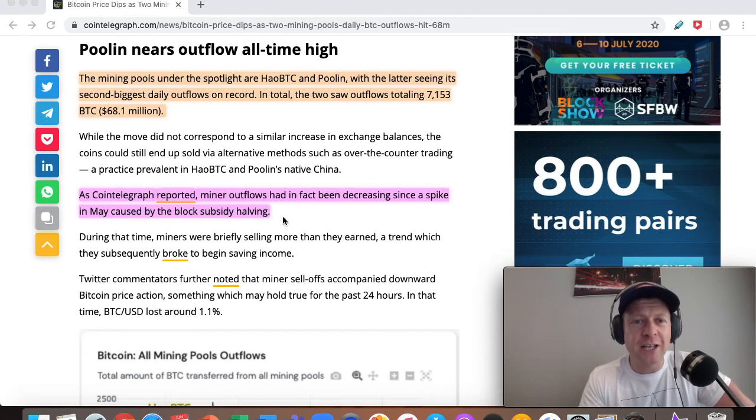So as Cointelegraph reported, miner outflows had in fact been decreasing since a spike in May caused by the block subsidy halving. Remember, the miners, they get paid in Bitcoin, or they get a Bitcoin reward every time that they find a block or add a block to the blockchain. They were getting 12.5 Bitcoins per block. Now they're getting 6.25 Bitcoins per block since mid-May. So this means it's less profitable. And the halving that happens every 4 years is built into the program of Bitcoin. It's to prevent inflation. It's a hedge against inflation, really.